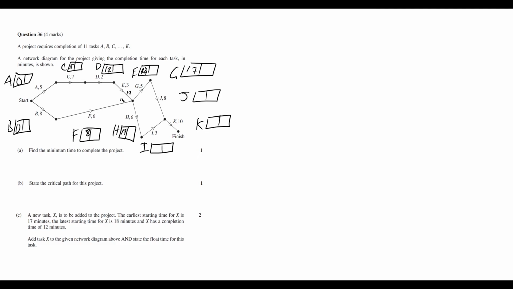Alright, now continuing through, so for J, G took 5 minutes, so that means J can start earliest at 22. For I, well, H takes 6, so that means we can start I at 23. And so now, for K, which one took longer? Well, I only took 3, so that means it would take us all the way up to 26 minutes to get from I to K.